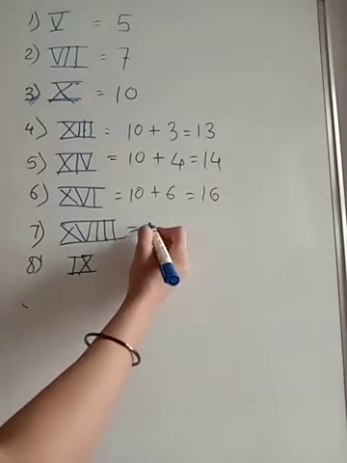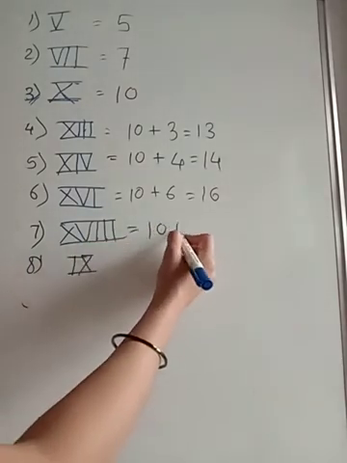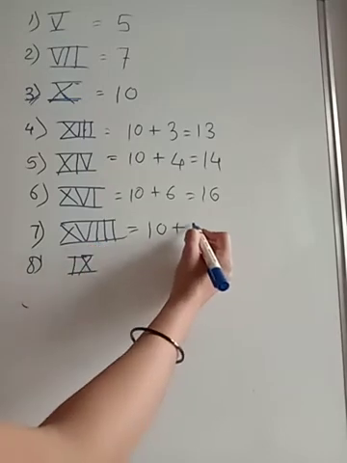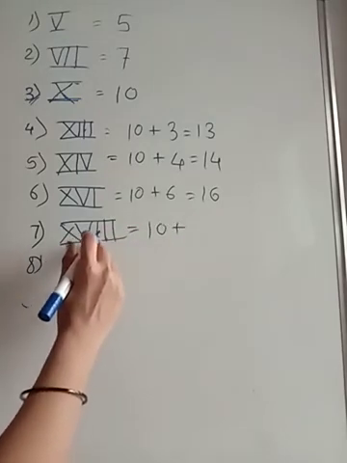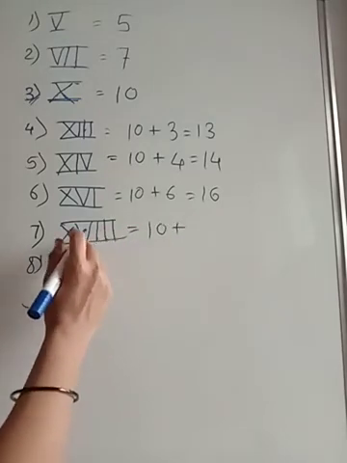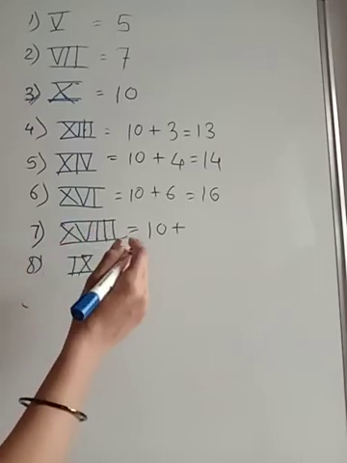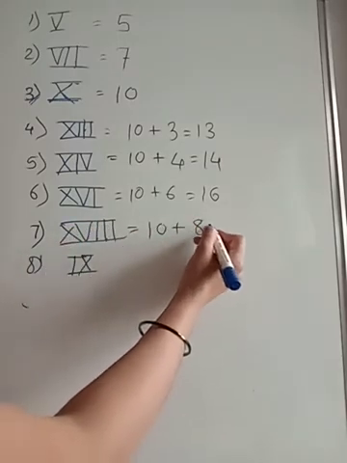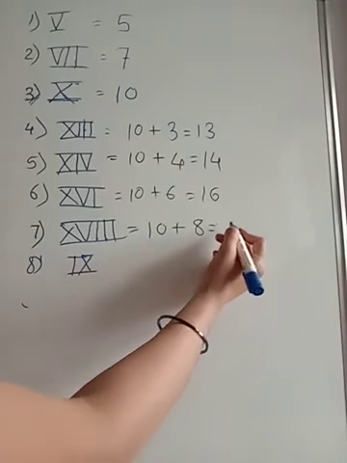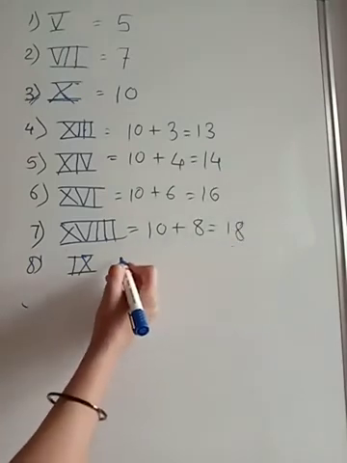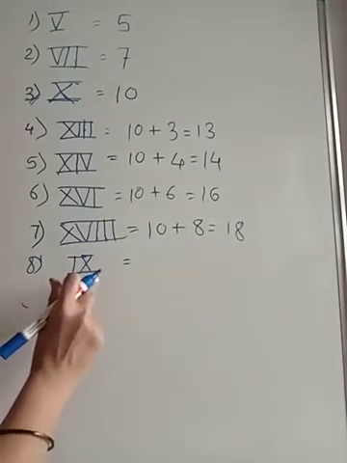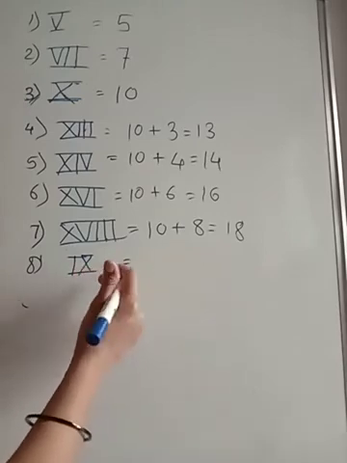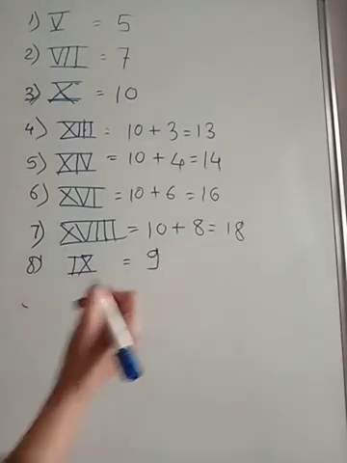Then X means 10 plus 8, V means 5 plus 1 plus 1 plus 1. So 5 plus 3, we get 8. So 10 plus 8 means 18. And I and X means 9.